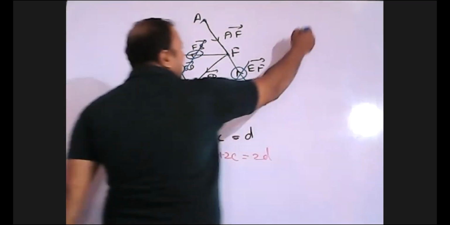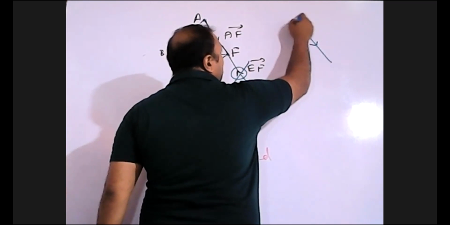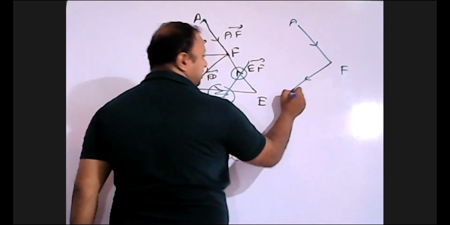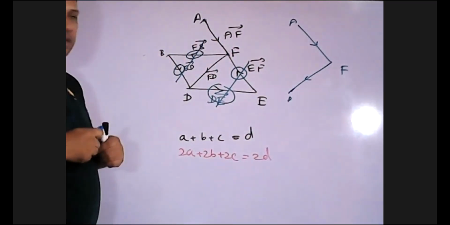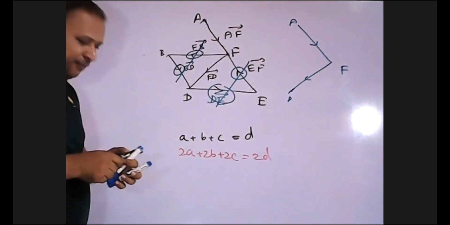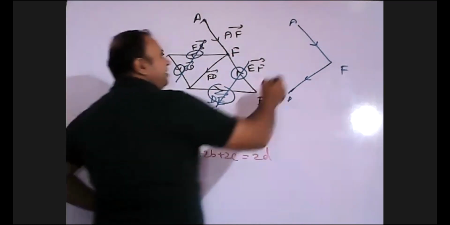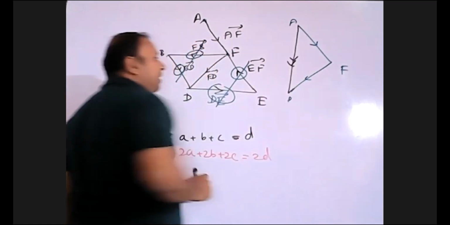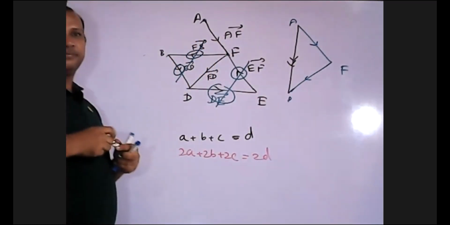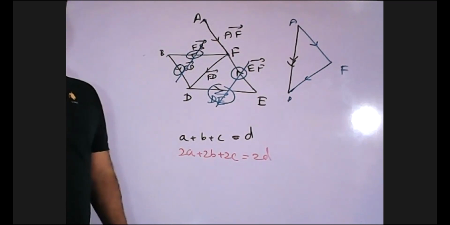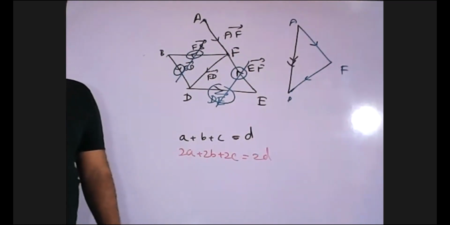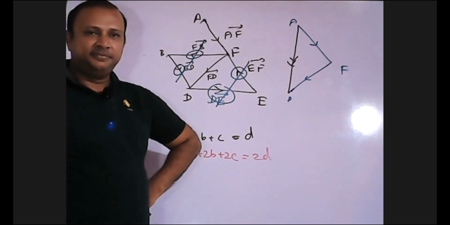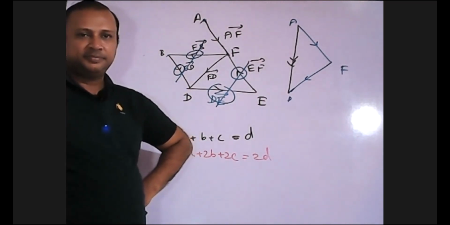So now there are only 2 forces. One is A to F. The other one is F to D. Now they are in order. Therefore, the resultant should be from the starting point to the end point. That means A to D. Did you get my point?